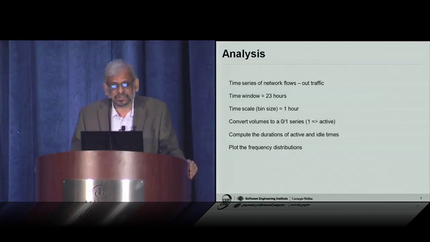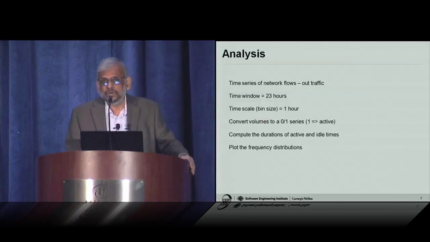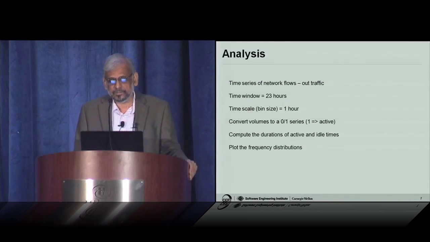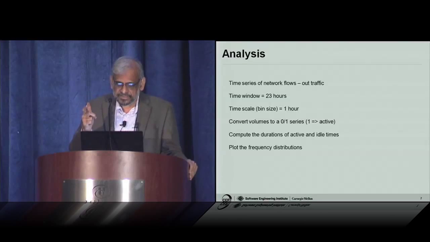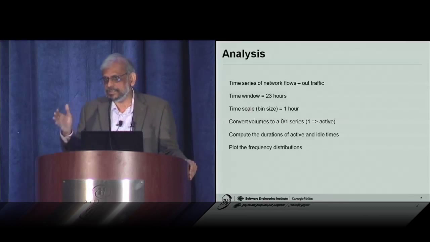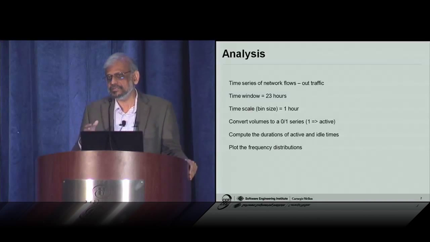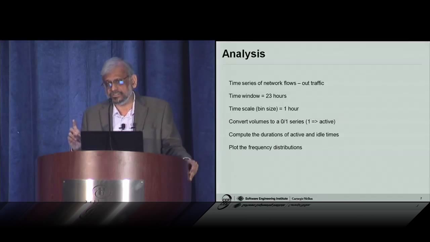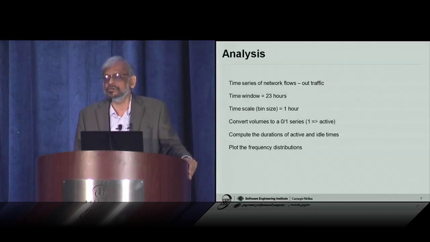So the analysis goes in the following steps. We look at the volumes that we observe in each hour, in each bin. And if there is any activity, if we see any traffic in it, we code it as 1. And if there's no traffic, then it's 0. And from those 0s and 1s, we can compute the durations of active times and idle times. So active times are the sequences of ones, and idle times are the sequences of zeros. And we plot the distribution function. This is the analysis that I'm going to be talking about.